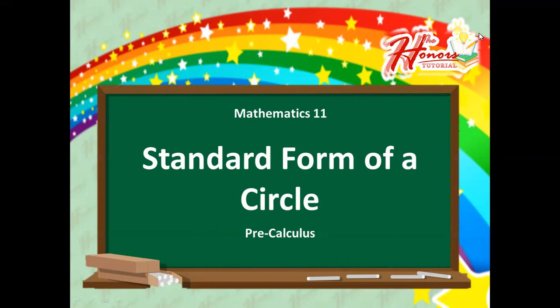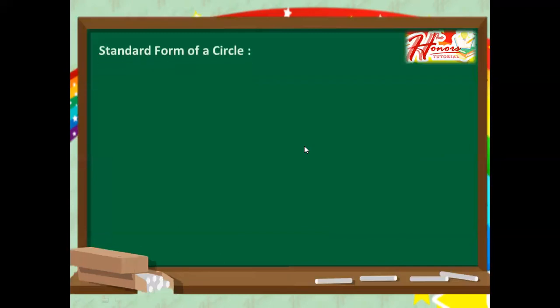Our topic for today is about standard form of a circle. This is for pre-calculus for Mathematics 11. So we have here the standard form of a circle, and that is in this form. The quantity of x minus h squared plus the quantity of y minus k squared is equal to r squared.